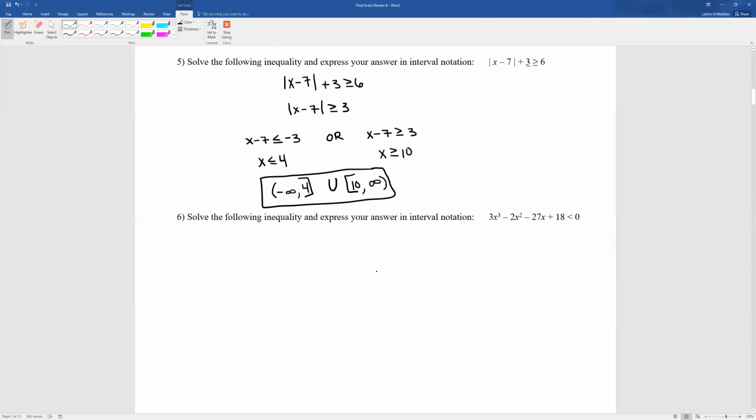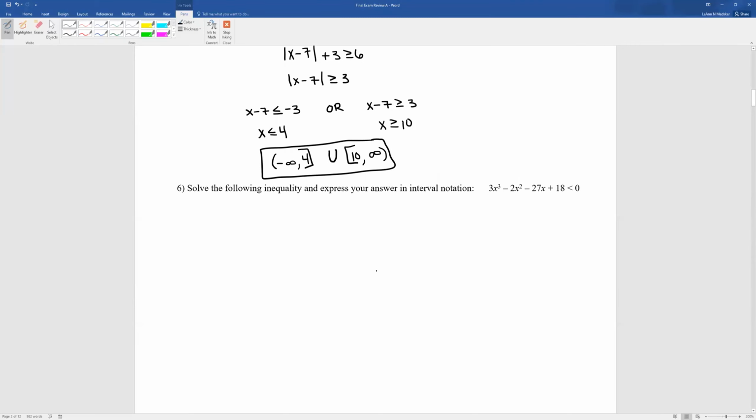Okay, for number 6, it says solve the following inequality and express your answer in interval notation. Now this is a polynomial inequality. Anytime you have a polynomial inequality where your power is x squared or higher, and you have maybe a rational inequality, which means you have x's in a denominator of an inequality problem, both of those situations are much more complicated than just solving a simple inequality.